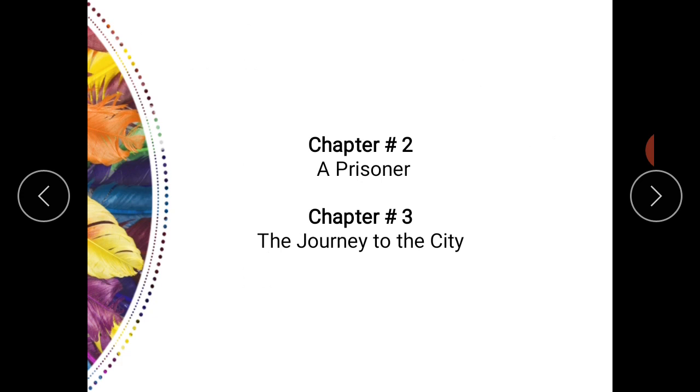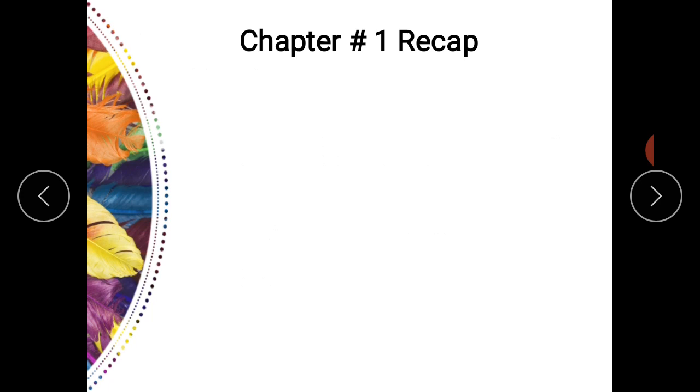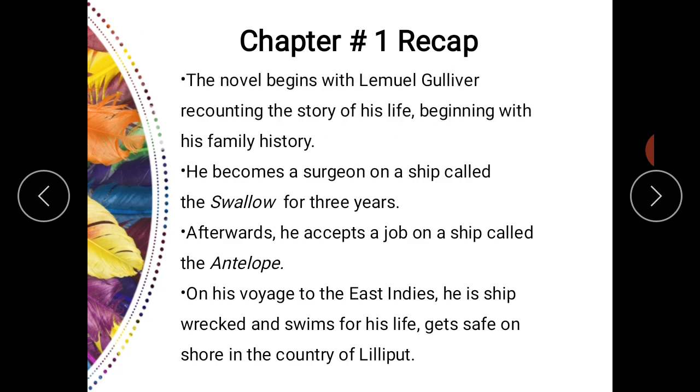Today we shall read chapter number 2, that is A Prisoner, and chapter number 3, The Journey to the City. But first, we shall just have a quick view of chapter number 1 that we read earlier. The novel begins with Lemuel Gulliver. Lemuel Gulliver, who was he? The narrator of this novel, and he is also the hero, recounting the story of his life. Recounting means telling or unfolding the story of his life, beginning with his family history.